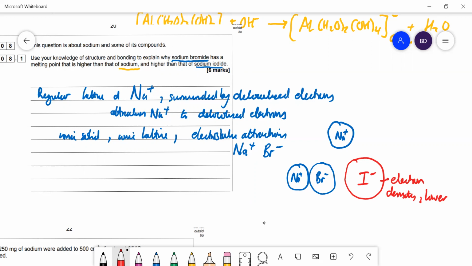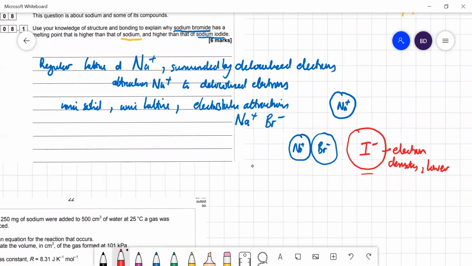So understanding ionic bonding, understanding metallic bonding, and understanding the factors which affect the strength of the ionic lattice, and that relates to the Born-Haber topic as well. Okay, it's all to do with charge density of the ions.